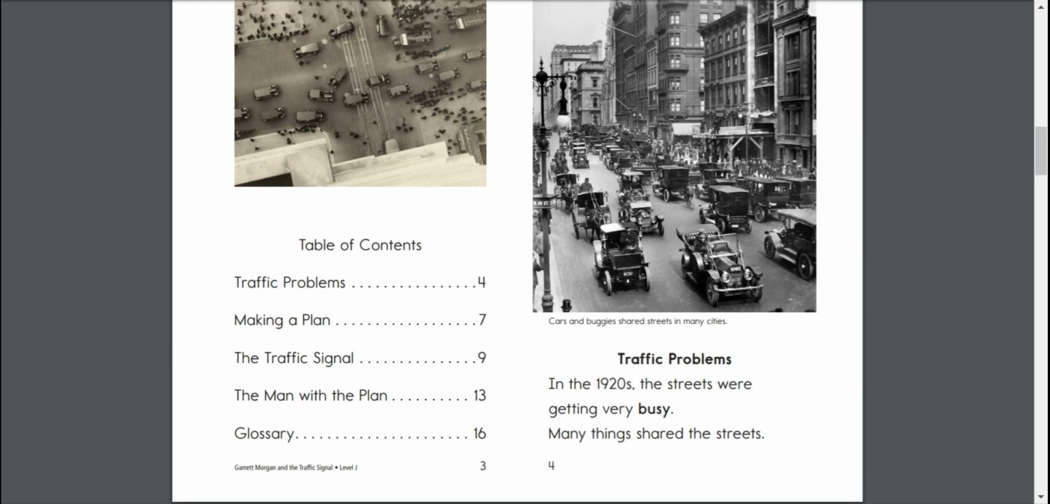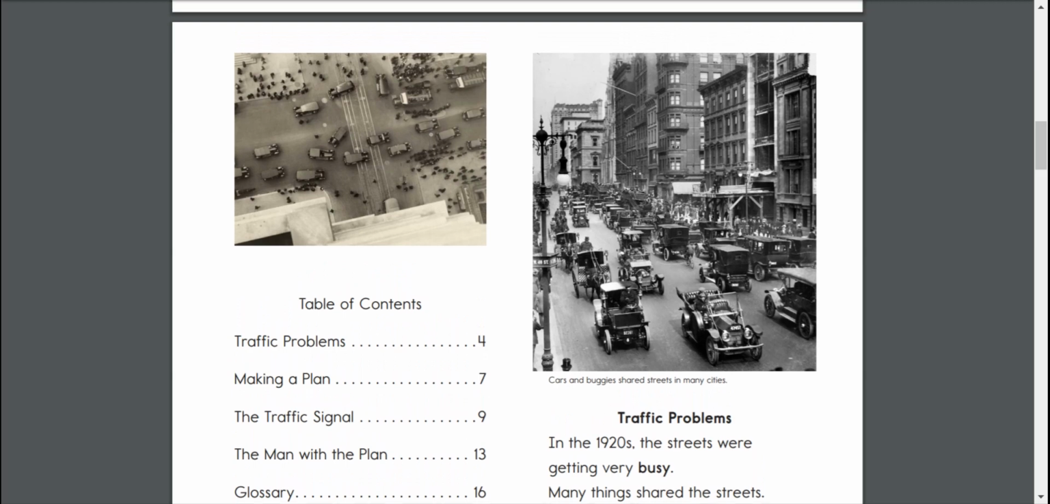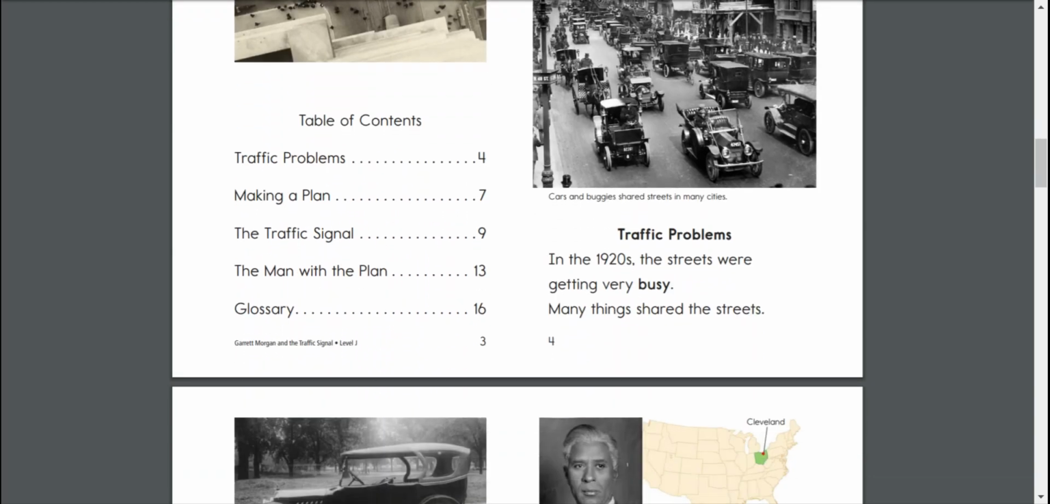So our first page, traffic problems. In the 1920s, the streets were getting very busy. Many things shared the streets. I notice how busy that street looks. Wow.